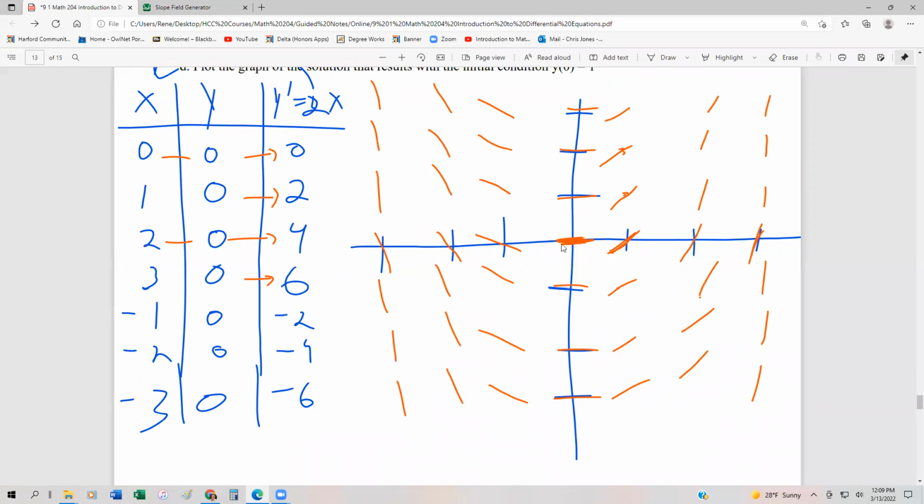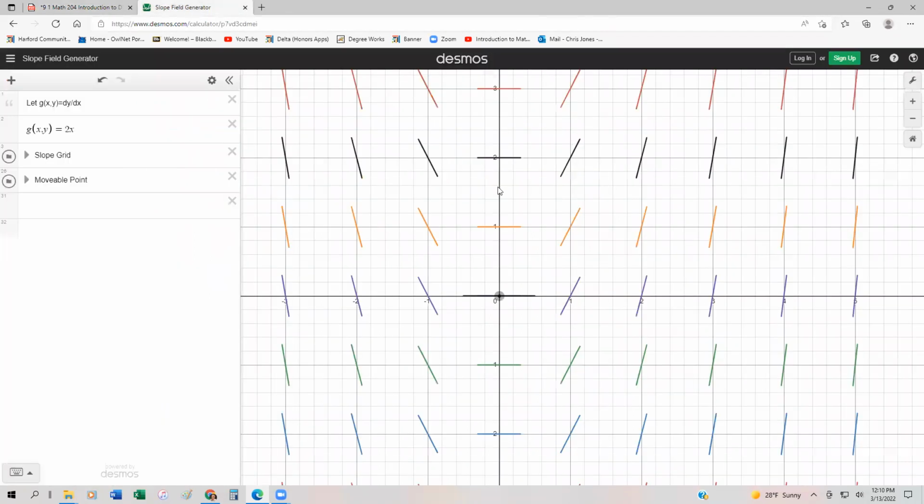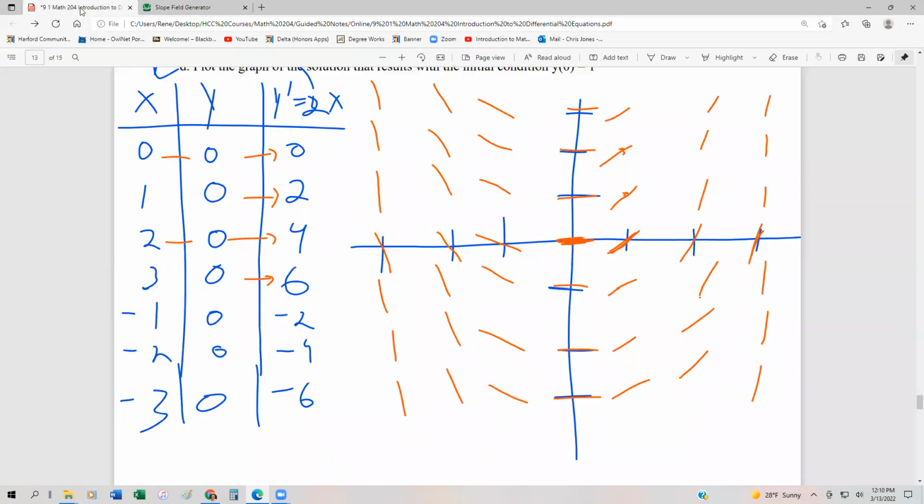So I'm looking at this guy. We have all 0 slopes on the x-axis, and we have all 0 slopes on the y-axis. And then remember, we said that the slope is going to continuously get steeper as we keep getting further right and also further left. So this actually looks pretty close to what we just did here. Obviously Desmos is a lot better because we did it by utilizing technology.